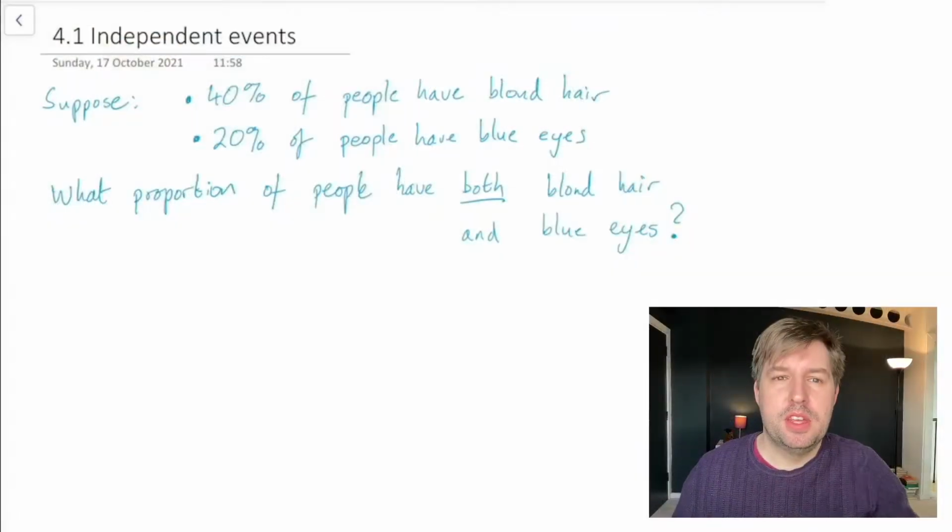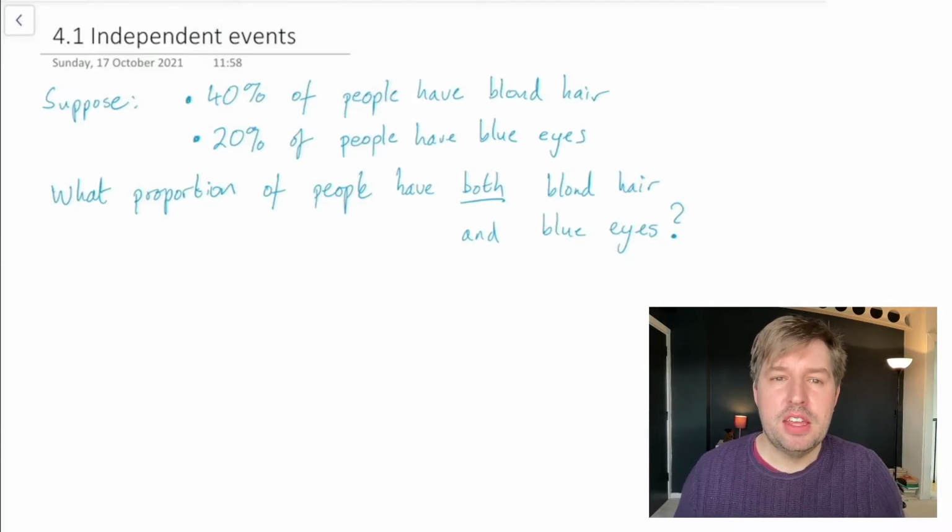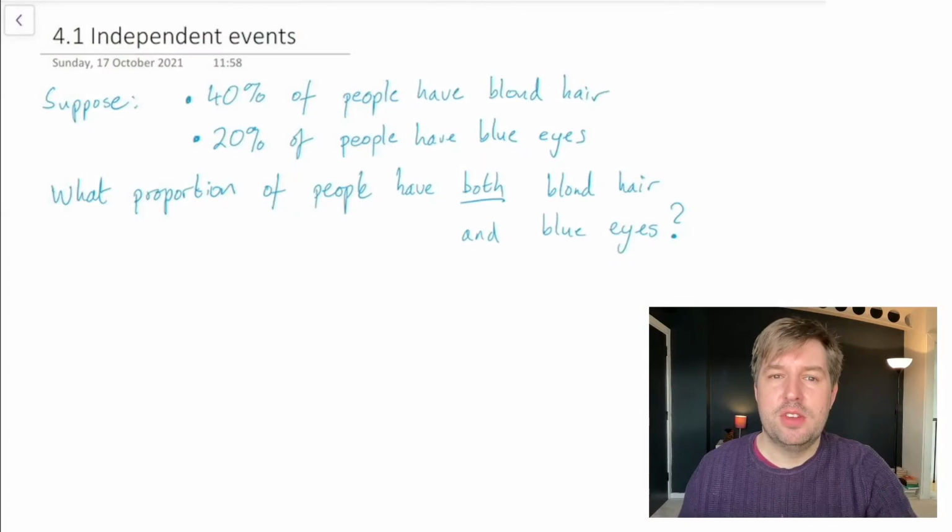So in this section of notes, we're going to start by thinking about the following problem. The problem says, suppose 40% of people have blonde hair and 20% of people have blue eyes. What proportion of people have both blonde hair and blue eyes? So the first thing to notice about this question is actually we don't know the answer. There isn't enough information in the question to tell us what proportion of people have both blonde hair and blue eyes.